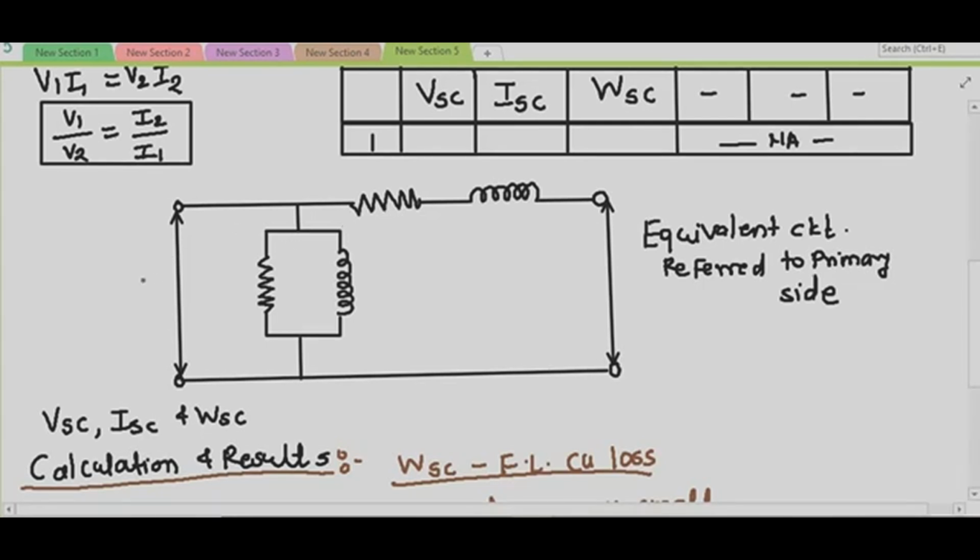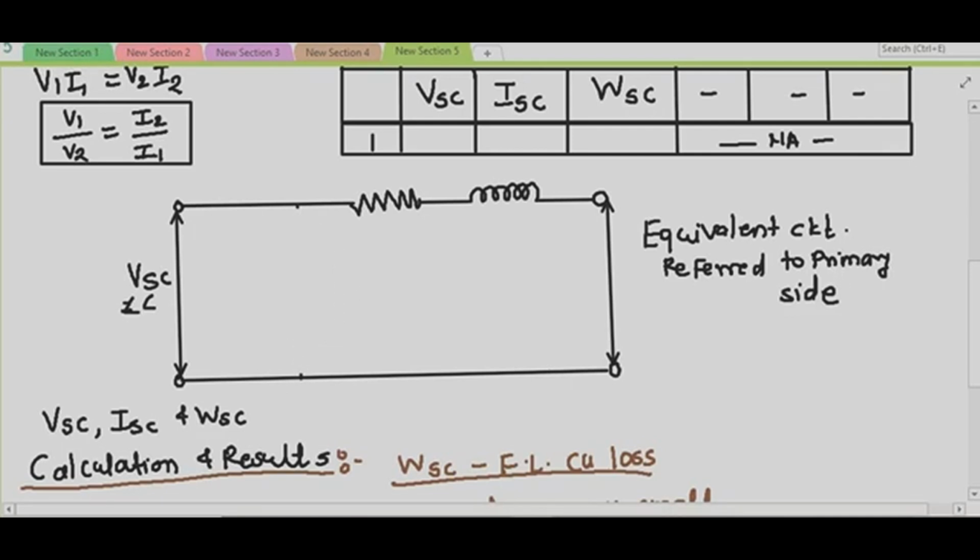The applied voltage is very small. This is your VSC. So the applied voltage is very small under short circuit condition. The current component I0 is negligible. As the applied voltage is very small, the current I0 is negligible in comparison to the load component of the primary current, right? That's why I will omit the shunt circuit consisting of R0 and X0. So I will just remove this circuit from the equivalent circuit.